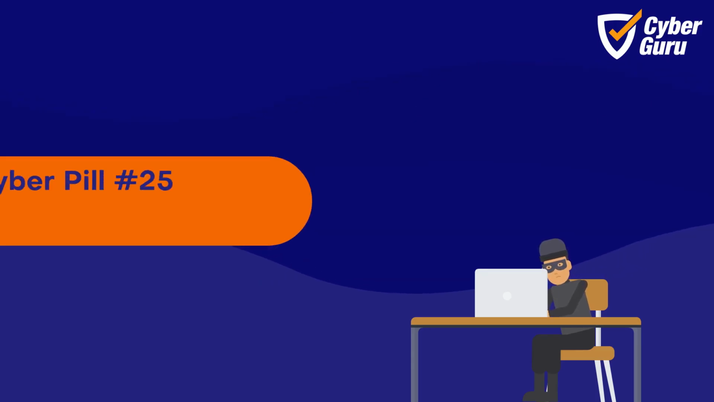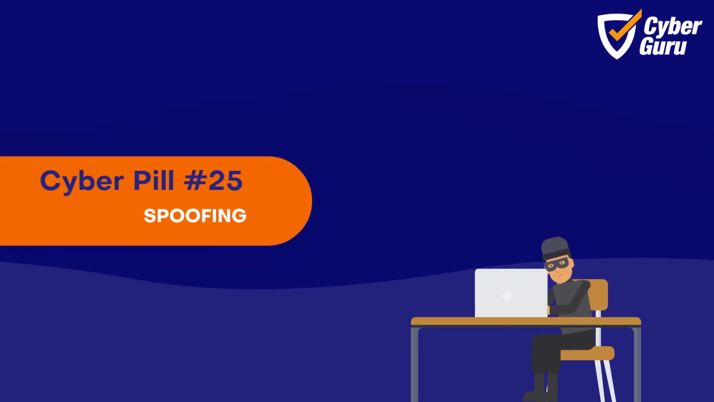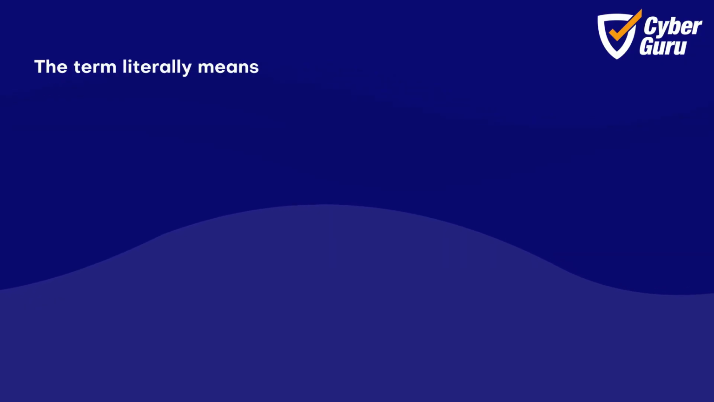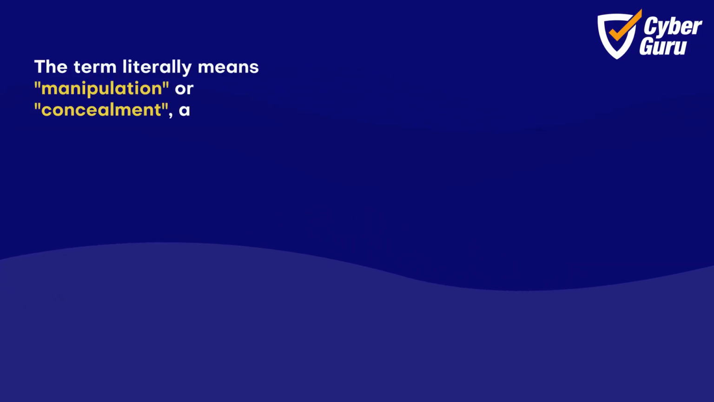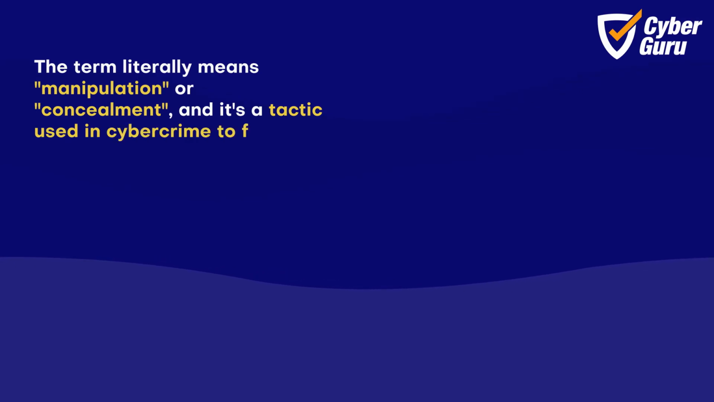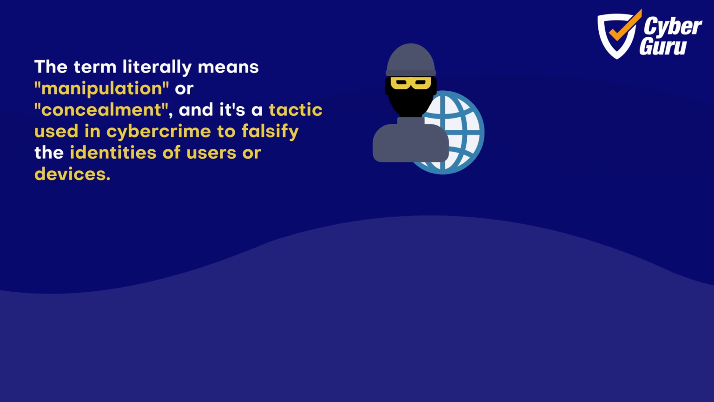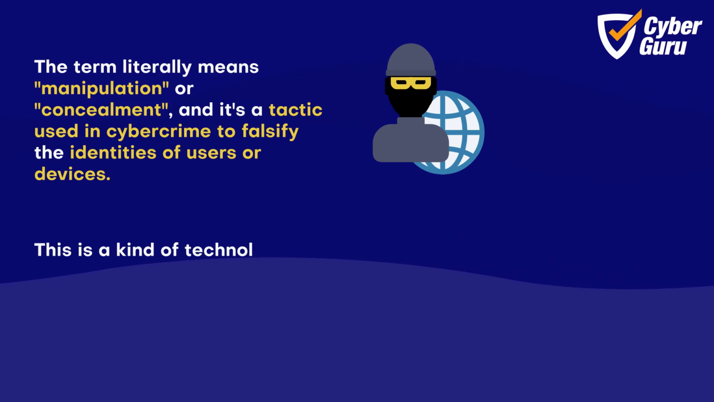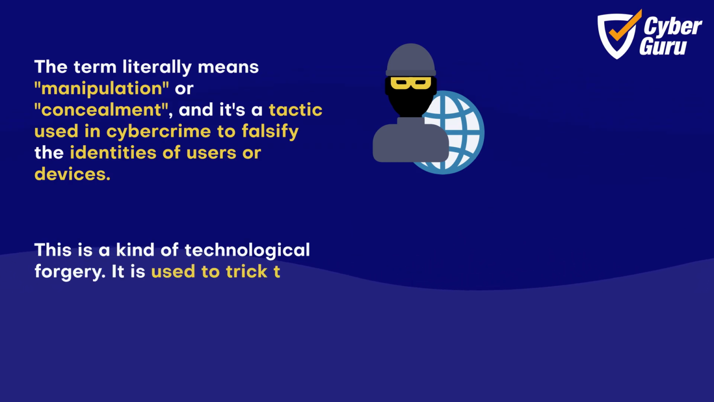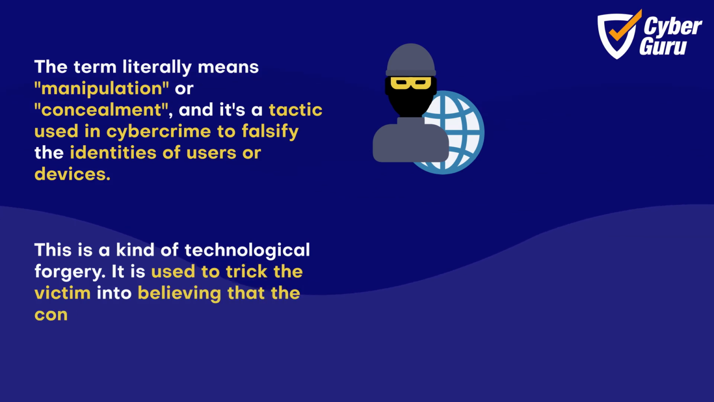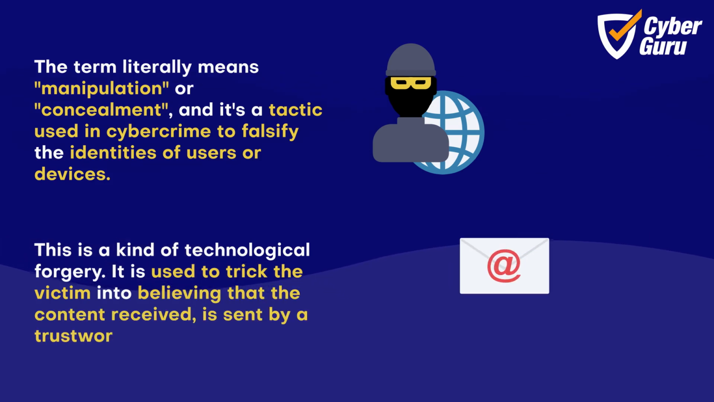In this pill, we will discuss spoofing. The term literally means manipulation or concealment. And it's a tactic used in cybercrime to falsify the identities of users or devices. This is a kind of technological forgery. It is used to trick the victim into believing that the content received is sent by a trustworthy person.